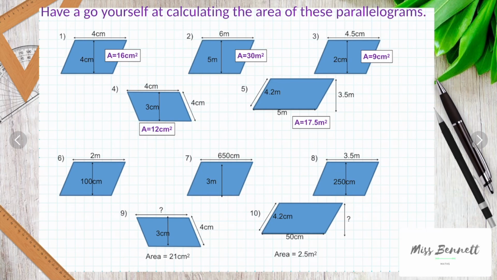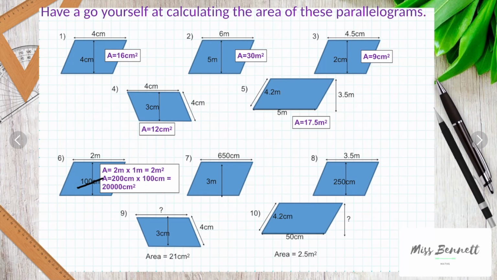For question 6, you can see that the units are different. So I'm just quickly going to change my centimetres into metres. So the area for this one, 2 metres multiplied by 1 metre. Two metres multiplied by 1 metre is 2 metres squared. If you've done it in centimetres squared, you will get the bottom answer.